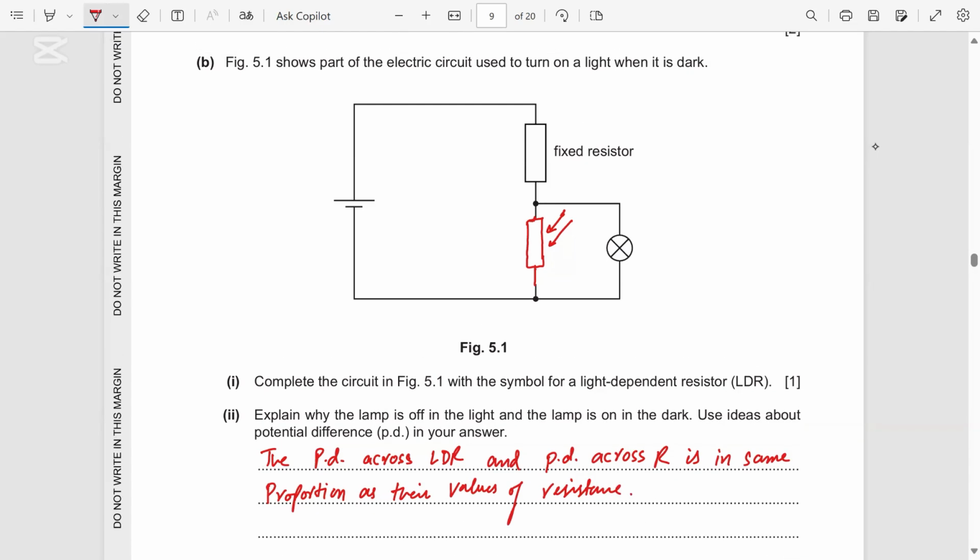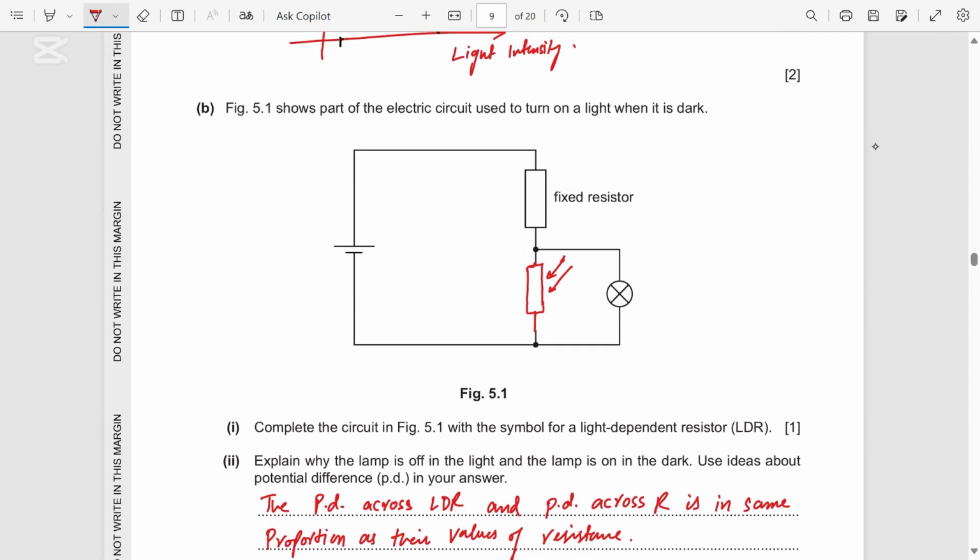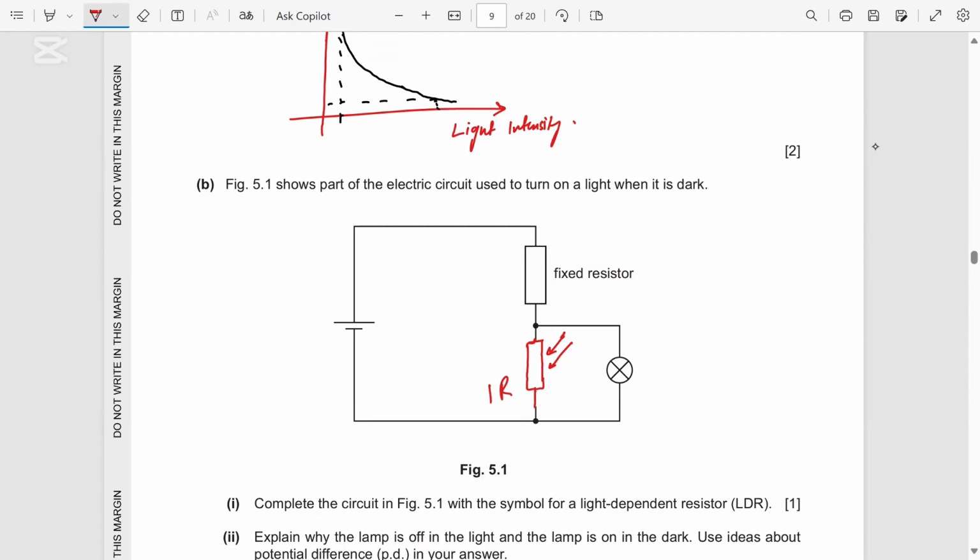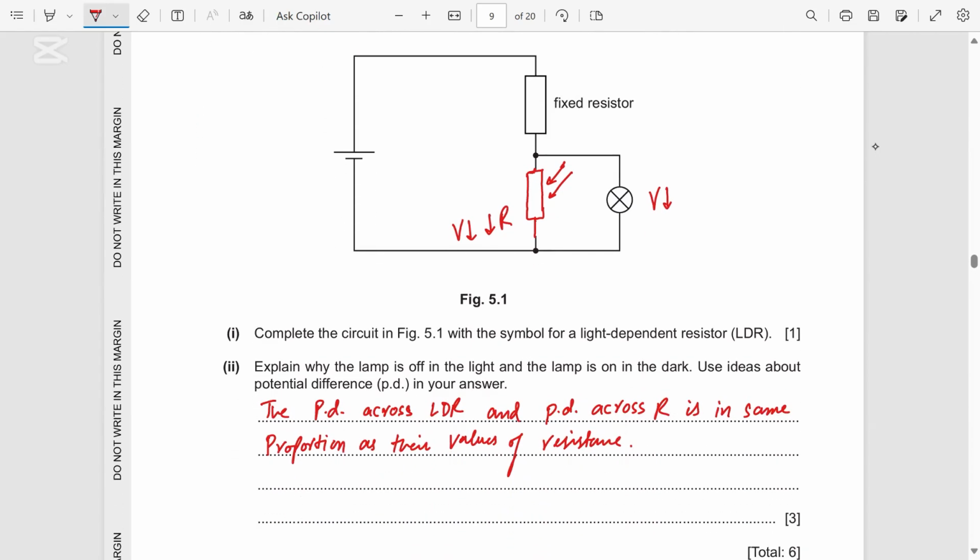What it means here is that when there is more light, the resistance of the LDR decreases, and the potential difference across the LDR also decreases. And since the lamp is in parallel to the LDR, the potential difference across the lamp will also decrease when there is more light. When there is less light, the opposite happens. So I'm going to write here that in light conditions, there is a smaller potential difference across the LDR, and also a smaller potential difference across the lamp.